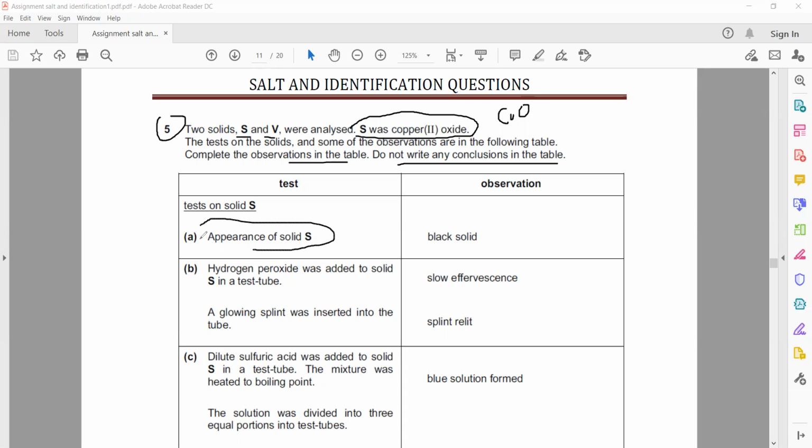Appearance of solid S, it's a black solid. I told you whenever a colored compound is formed, that gives an idea that there's a transition element. Not all black solids in chemistry are the same; there are a lot of things which resemble each other. So all black solids are not iodine. They already mentioned S is copper 2 oxide. So it's actually a copper oxide, but why is it colored? Because it contains a transition metal, that's why it is not white.